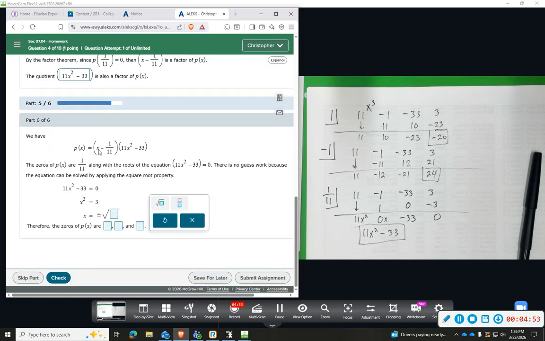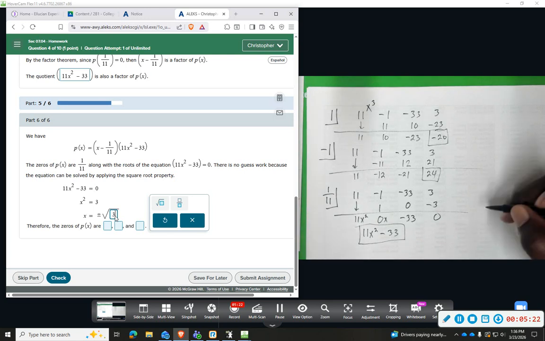And now it says if we multiply the polynomial back together, we can find the zeros of p of x are 1 over 11 along with the roots of this function. It says there's no guesswork because the equation can be solved with the square root property. So they're just walking us through. So they add the 33 across, divide by 11, we get x squared equals 3. You take the square root of both sides and you get positive or negative square root of 3.